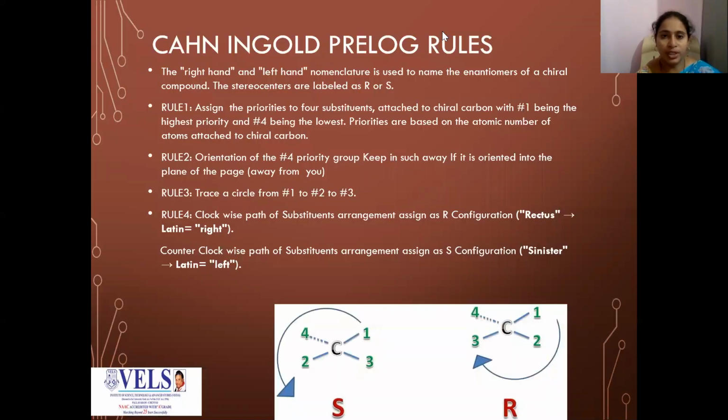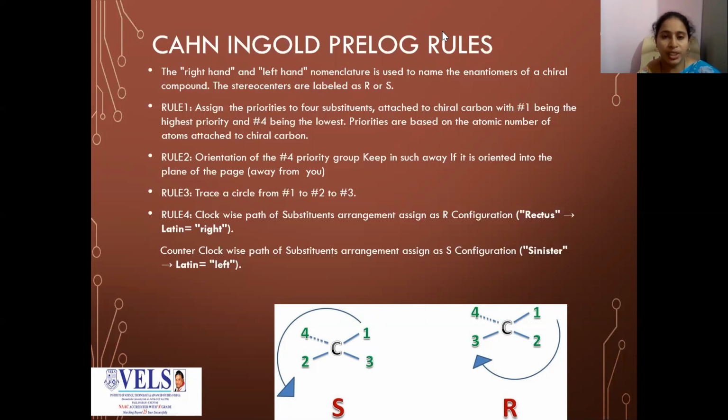The absolute configuration was explained by scientists called Cahn, Ingold and Prelog. These are the 3 scientists who designed some rules, and it depends upon the handedness. The right hand and left hand nomenclature is used to name the enantiomers of a chiral carbon, and the stereocenters are labeled as either S or R. So, rule 1: first you have to assign priorities to the 4 substituents attached to the chiral carbon, with 1 being the highest priority and 4 being the lowest priority. Priorities are based upon the atomic number of the atoms attached to the chiral carbon.